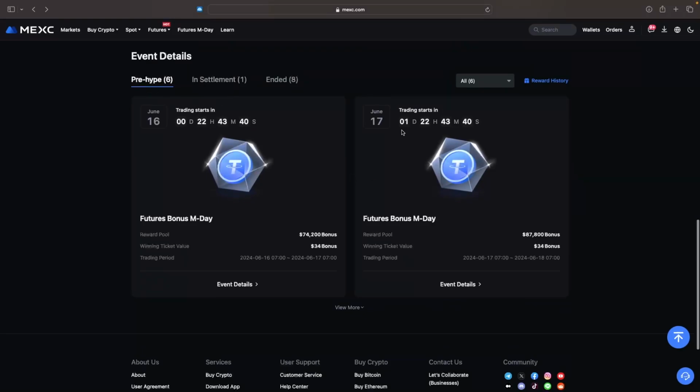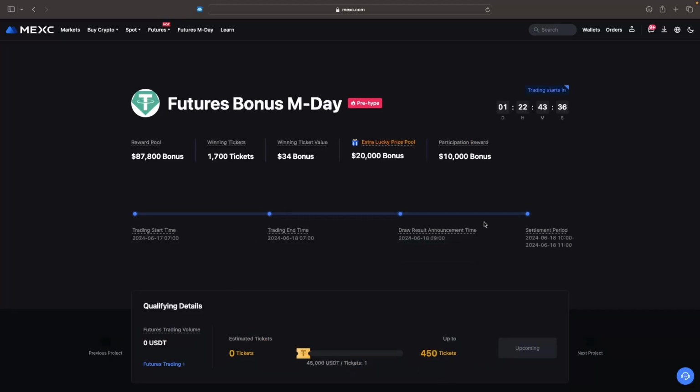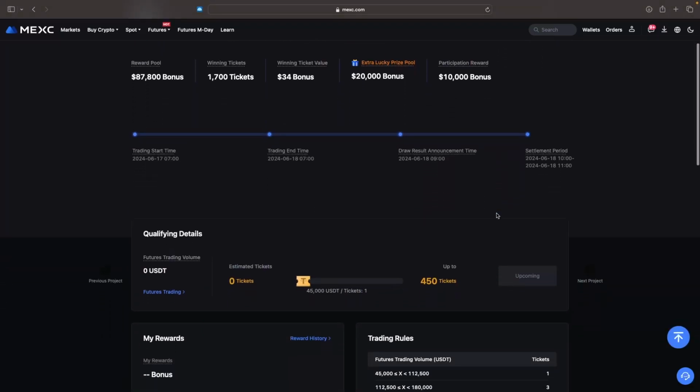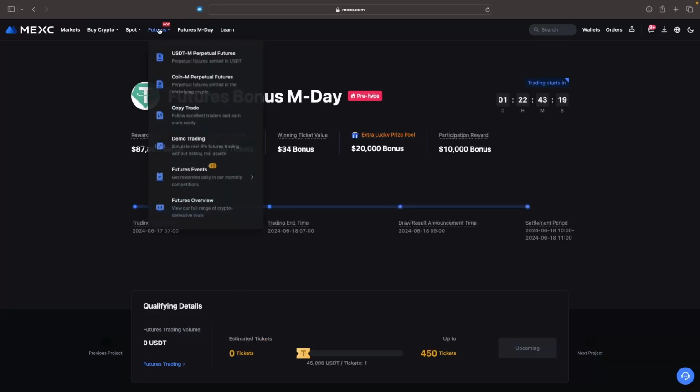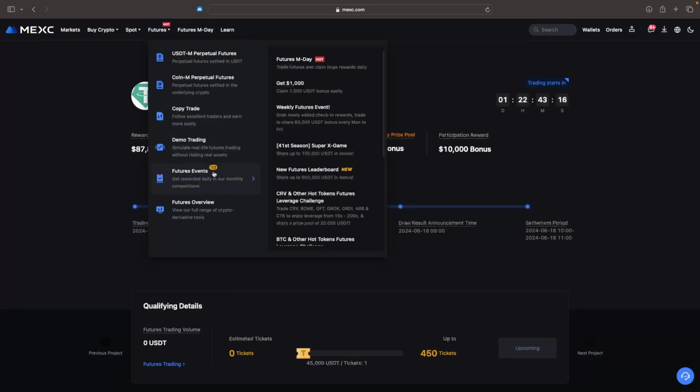So we can go into something like pre-hype right here, and check out the event details. And once we click in, this is basically going to tell us everything that we need to know about this event and how we can earn the bonus that comes with the event. Personally, I'd never really use these. This is only for really big traders that are trading with hundreds of thousands of dollars on leverage. So this is an area that I don't really use, but I thought it was worth mentioning.